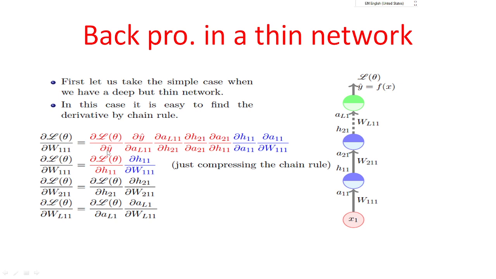So dou L of theta by dou W111, just use a simple chain rule. Dou L of theta by dou y cap, then dou y cap by dou A L1, then from A L1 to S21, S21 to A21, A21 to H11, from H11 to A11, from A11 to W111. You can keep H11 alone and simplify this, and you get dou L of theta by dou H1. You can compress the chain rule. Similarly, you can do the others.